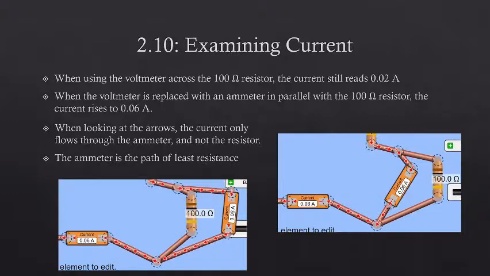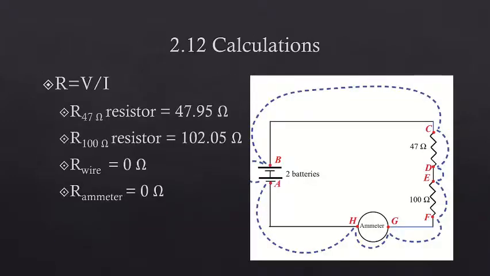When using the voltmeter across the 100 ohm resistor, the current still reads 0.02 amps. When the voltmeter is replaced with an ammeter in parallel with the 100 ohm resistor, the current rises to 0.06 amps. When looking at the arrows, the current only flows through the ammeter and not the resistor. This is because the ammeter is the path of least resistance, so the current would rather flow that way.